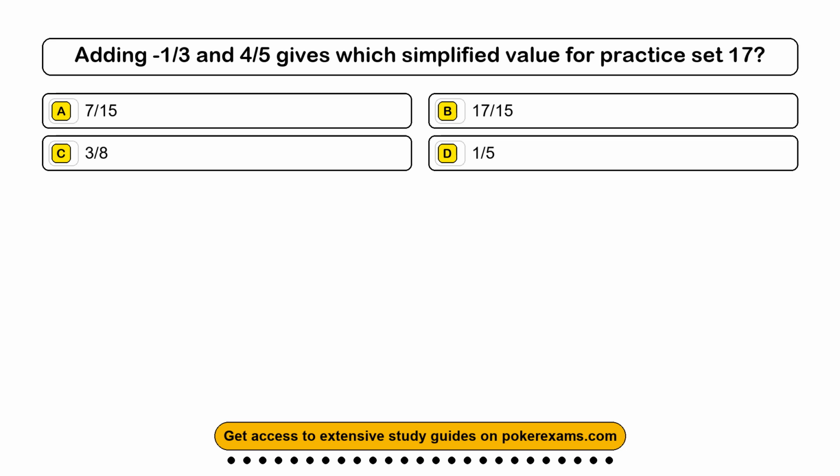Question 1. Adding -1/3 and 4/5 gives which simplified value for practice set 17? Option A 7/15. Option B 17/15. Option C 3/8. Option D 1/5.